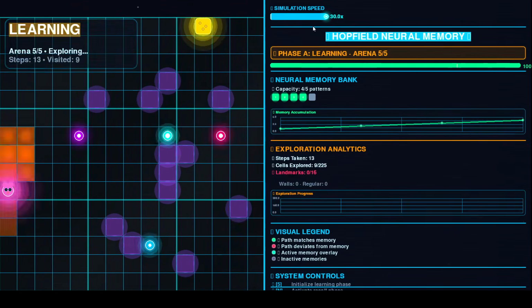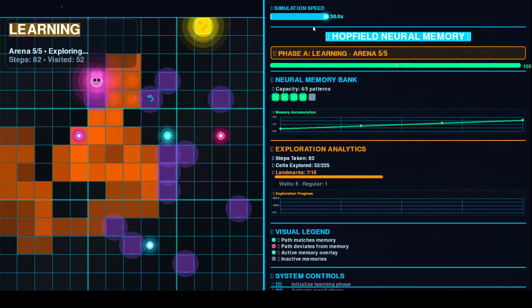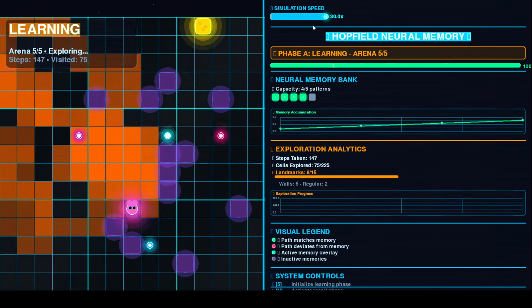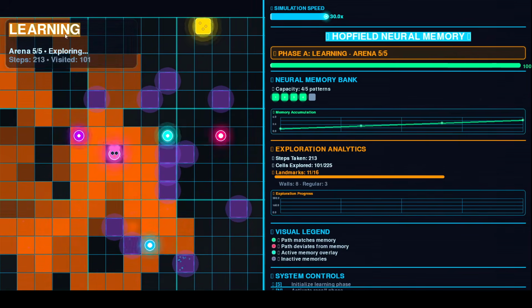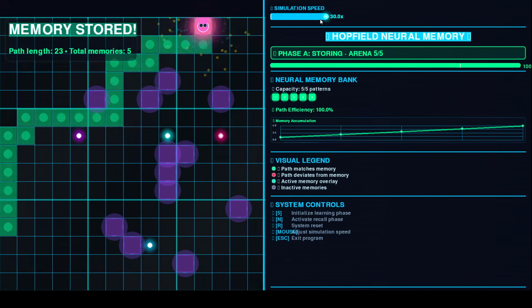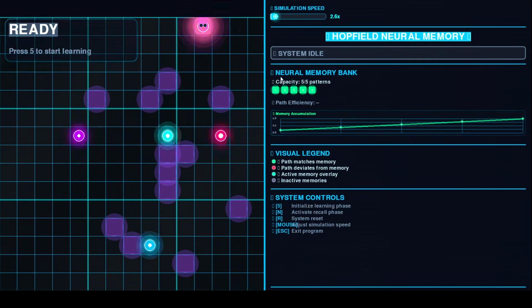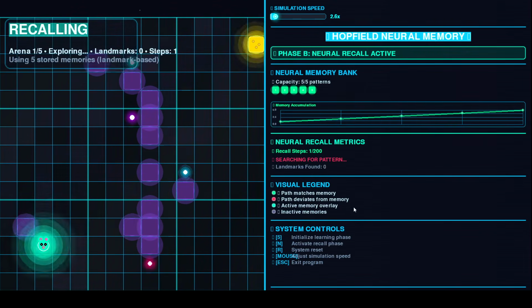So one more arena left, I believe. Hopefully the mouse will be able to find it. Sometimes it struggles. It has about 200 steps. Okay, great. So let's reduce the speed. Now we are moving on to the recall phase by pressing N.